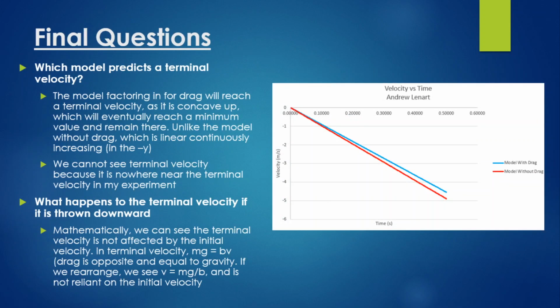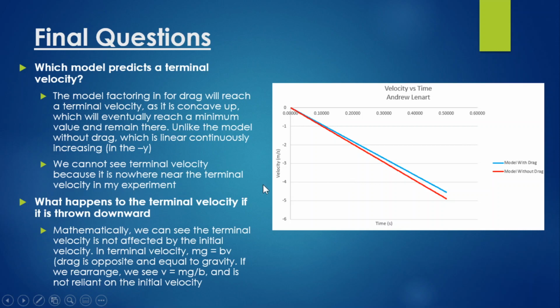So, final questions. Which model predicts the terminal velocity? The model with the drag force shows the terminal velocity, as you can see here when I graph velocity versus time. The model without drag keeps increasing velocity, but the blue, it's not that visible yet, but as you can see, there's a big concave up, so it'll keep being concave up until it reaches a maximum value, which makes sense. It will go to that value when the force of drag is equal to the weight force.